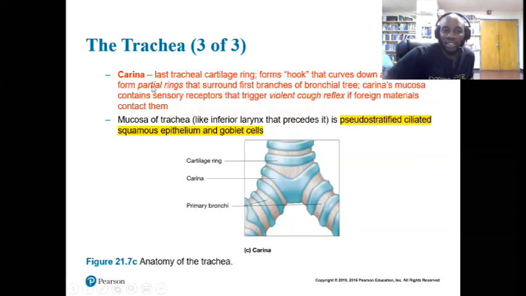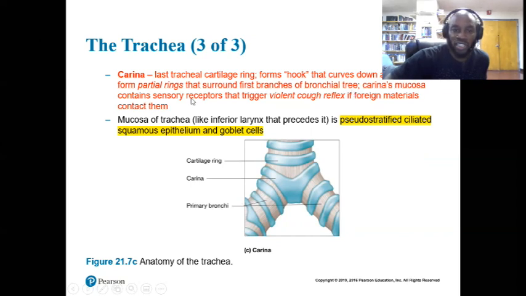The carina, the last tracheal cartilage ring. So this is the base of our trachea. It forms a hook that curves down and back to form partial rings that surround the first branches of your bronchial tree. So now we're about to get into the bronchial tree, eventually to the bronchioles, and eventually to the alveoli. So now we're getting into the lungs.